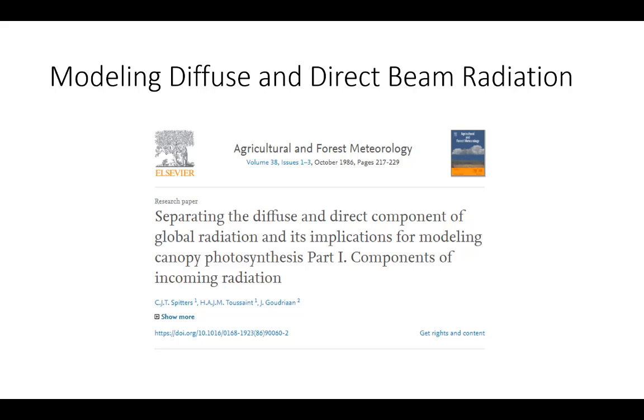And a real popular model for that is the Spitters model, and I'll show you how to use that, how you can take hourly data from COAGMET and estimate the diffuse and direct beam components.